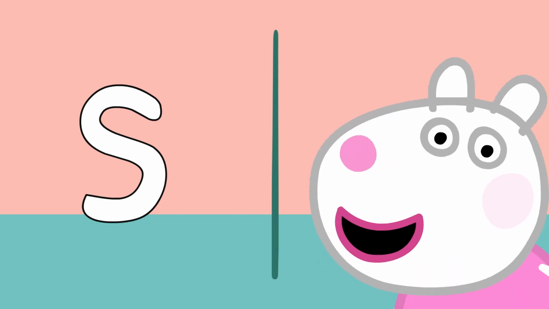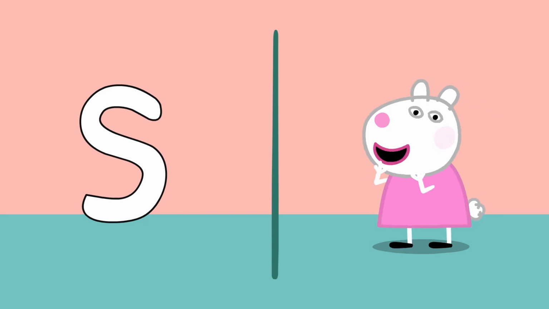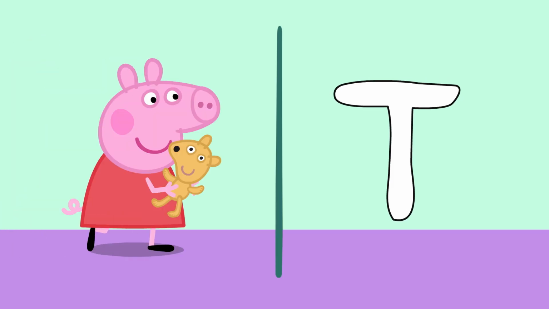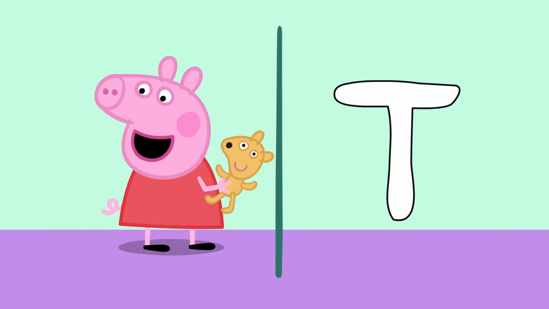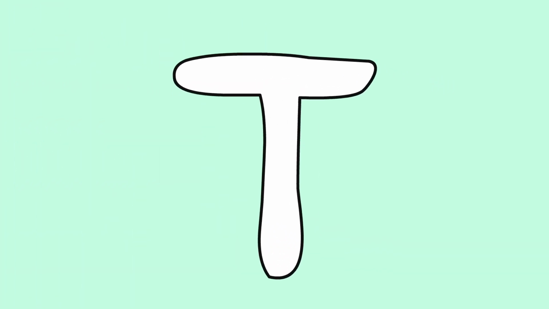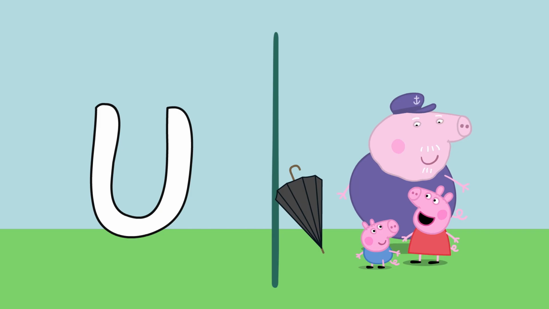S is for Susie, Susie, Susie, Susie, S is Susie. T is for Teddy, ta, ta, Teddy, Teddy, ta, Teddy, ta. T is Teddy. U is for umbrella.